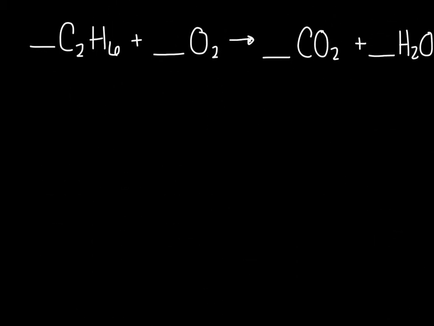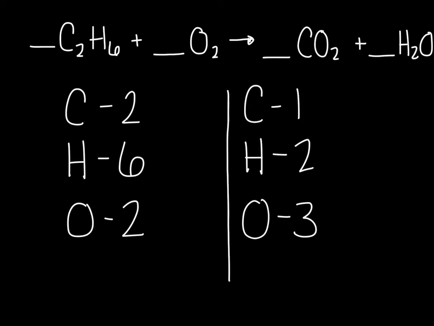Okay, so here's a new one where we have now C2H6 plus O2. Again, we're going to take a moment to draw out our atoms and count how many we actually have. After doing a quick count, I notice that I have 2 carbons, 6 hydrogens, 2 oxygens on the reactant side, 1 carbon, 2 hydrogens, and a total of 3 oxygens on the product side.